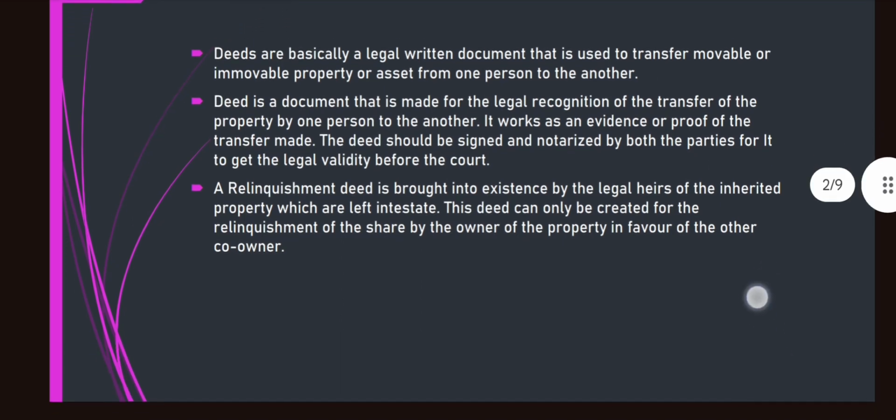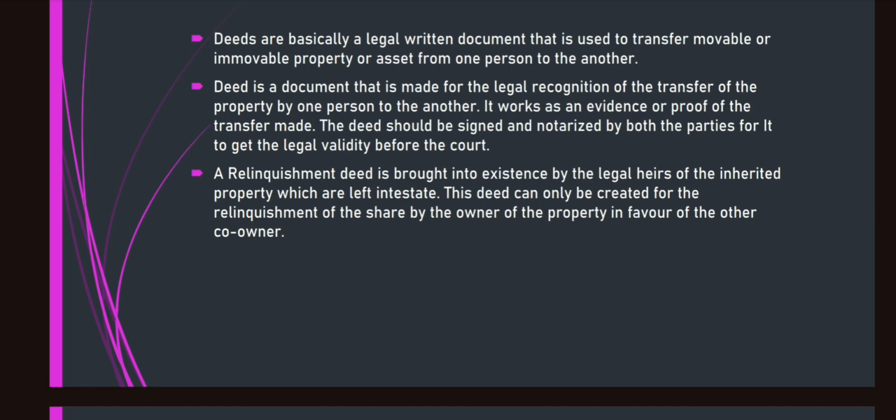Now, I'll give you a brief about what is a relinquishment deed. A relinquishment deed is brought into existence by the legal heirs of the inherited property which is left intestate. Now, what are intestate properties? Properties which are left without any will are known as intestate property, and the legal heirs of that intestate property are decided by the intestate succession.